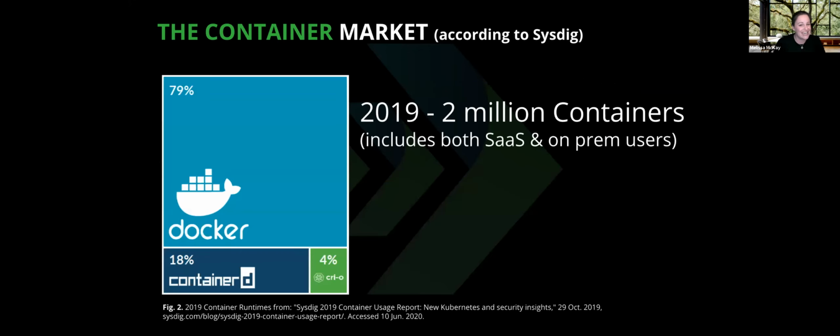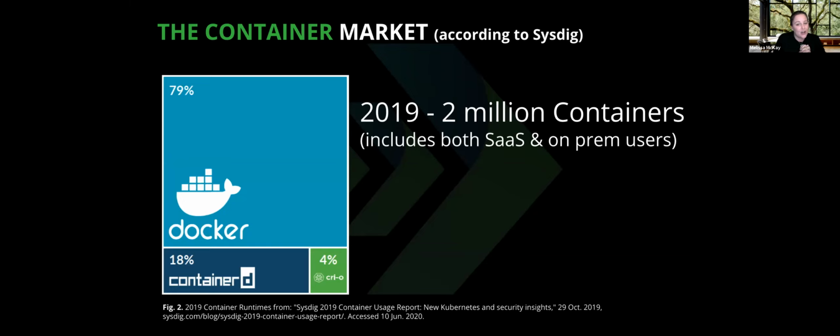Moving on to 2019, now we've got some numbers we can work with. The Sysdig container report included stats from over 2 million containers. And Docker is still holding relatively strong at 79%, 18% containerd, but it's worth noting that containerd is actually a runtime that Docker builds on top of. That last 4% is CRI-O. And this data is interesting, especially because of what's been happening over the last few years.